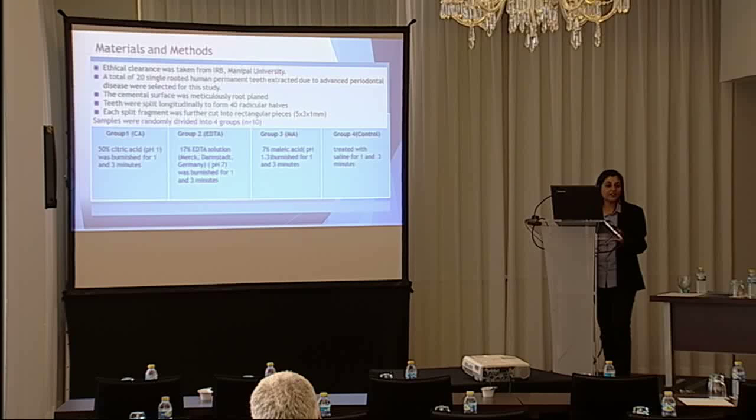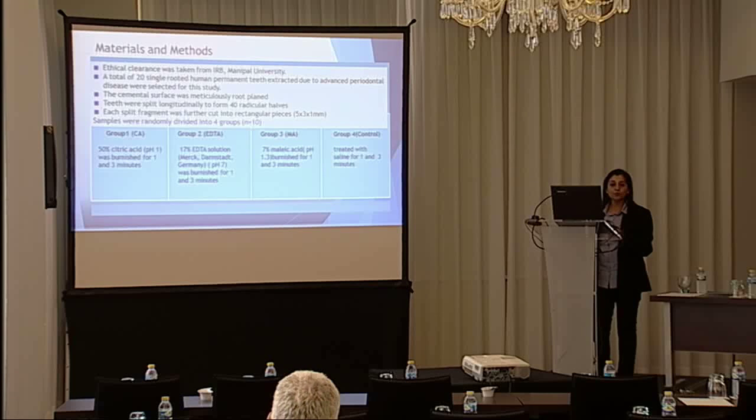The samples were then randomly divided into 4 groups. In each group, there were 10. In group 1, which was the citric acid group, 50% citric acid was burnished onto the tooth surfaces, both at 1 and 3 minutes. In group 2, 17% EDTA was burnished at 2 time intervals of 1 and 3 minutes. In group 3, 7% malic acid was burnished for both 1 and 3 minutes, and group 4 served as a control where saline was used for 1 and 3 minutes.